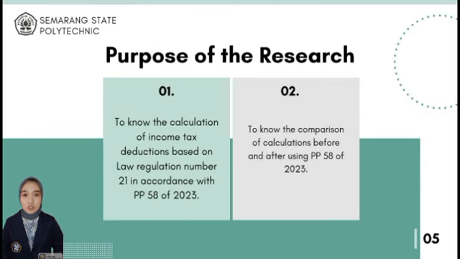Next are the research objectives. The first, to note the calculation of income tax deductions based on Law Regulation Number 21 in accordance with PP 58 of 2023. And the second, to note the comparison of calculations before and after using PP 58 of 2023.